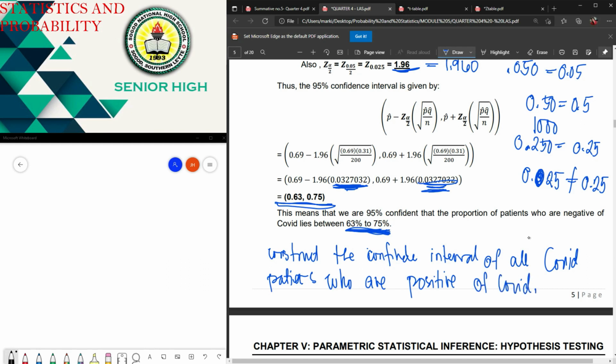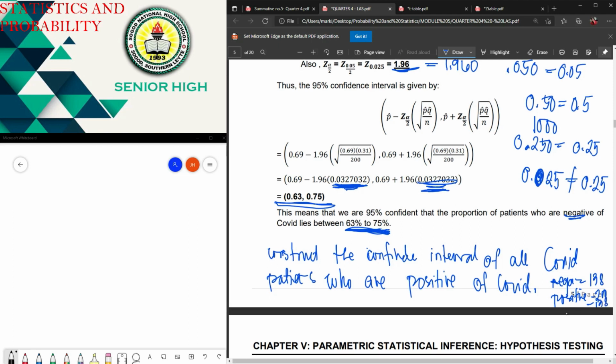So, a clue: since you have the negative of COVID, which is how many? 138. So what is the positive? Just subtract 200 minus 138. So that is the value of the positive. What is 200 minus 138? Alright, that's correct. 200 minus 138 is 62. So therefore, the number of positive is 62. So try to solve that one. You are using 62.